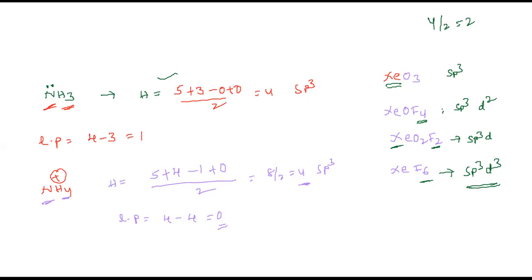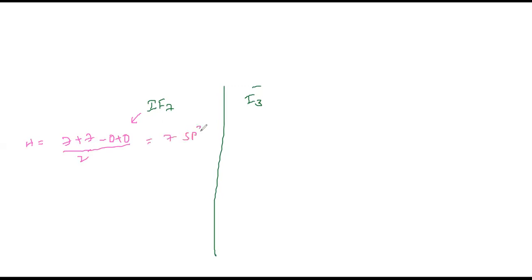Okay, now I will give another question, a very, very important question: IF7 and I3 minus. In IF7, the central element is iodine, the less electronegative element. Hybridization equal to 7 plus the surrounding elements, 7, by 2, because minus 0 plus 0 by 2. So it is 7, which means sp3d3. Number of lone pairs equal to 7 minus 7, which is 0.